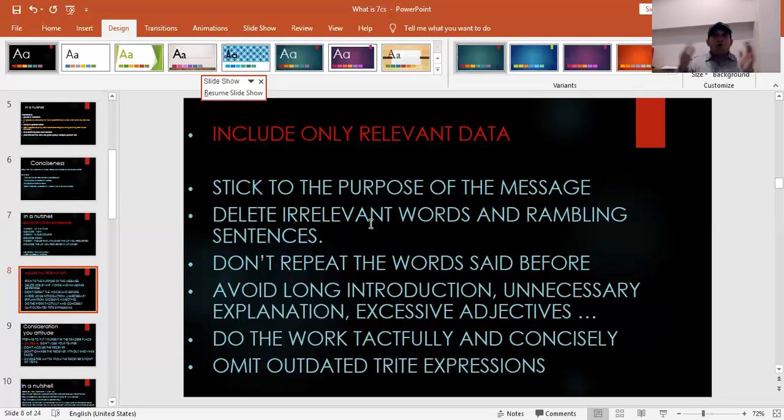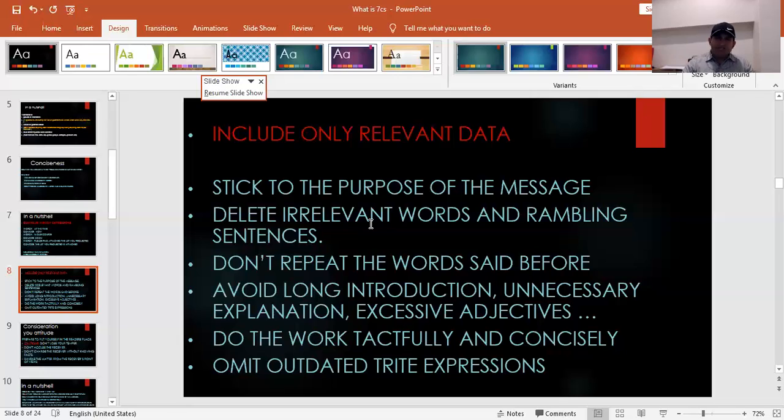Avoid long introductions, unnecessary explanation, excessive adjectives. Okay, so these all actually spoil your sentences or your message. Do the work tactfully and concisely. Tactfully and concisely. Okay, if you perceive your message this way, it can be very good for you and for everyone.